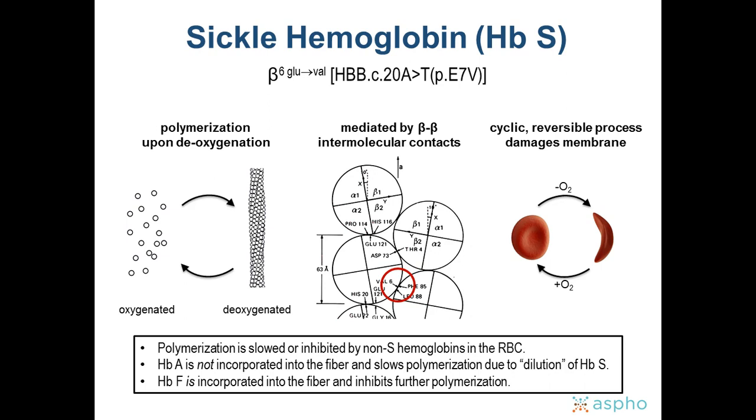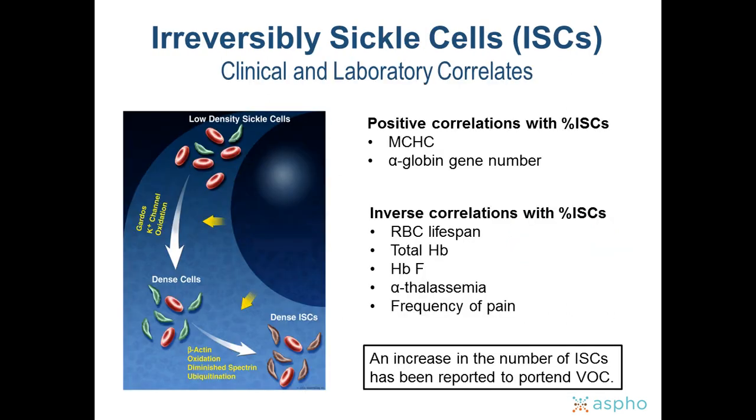The boards also want you to know that other non-S hemoglobins inside the red blood cell slow or inhibit that polymerization. If you have A in there, that slows polymerization. A is not incorporated into this fiber, but it dilutes out the S. Hemoglobin F is incorporated into this fiber, but then causes a chain termination, so to speak, and that inhibits further polymerization. So F is a better anti-sickling hemoglobin than hemoglobin A.